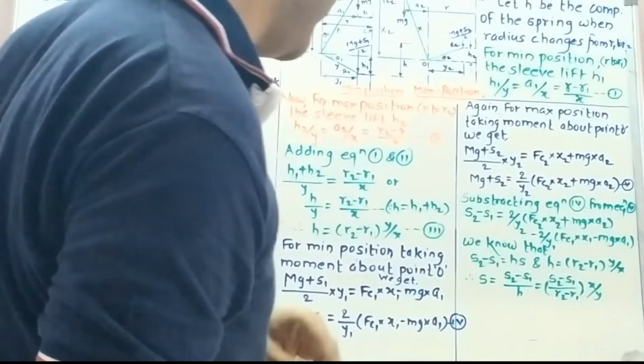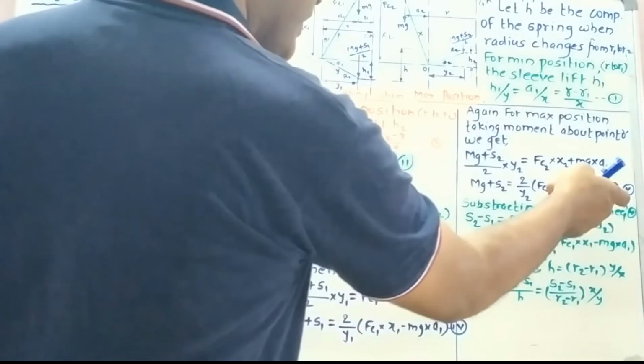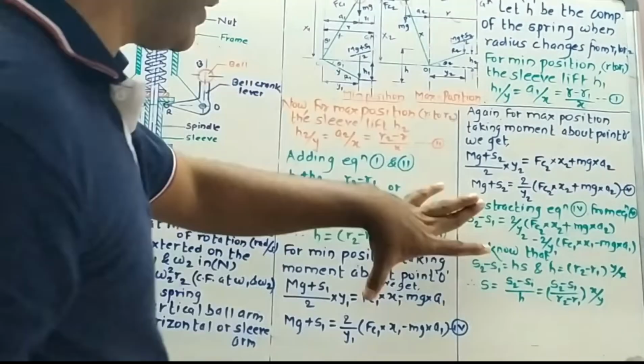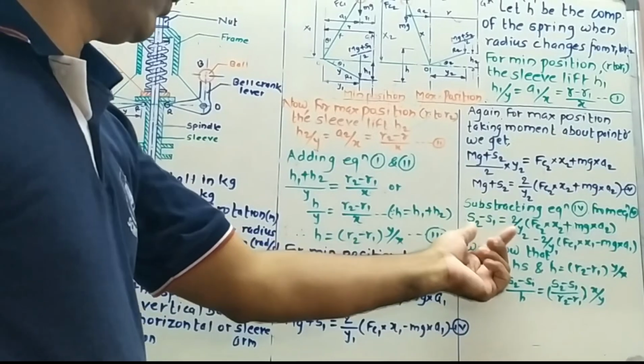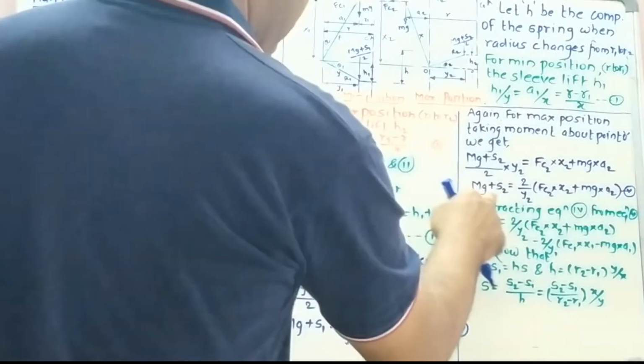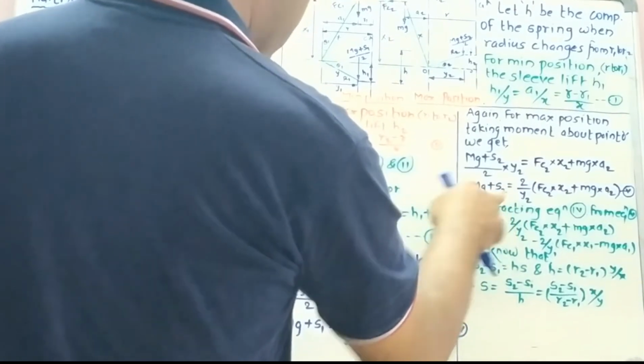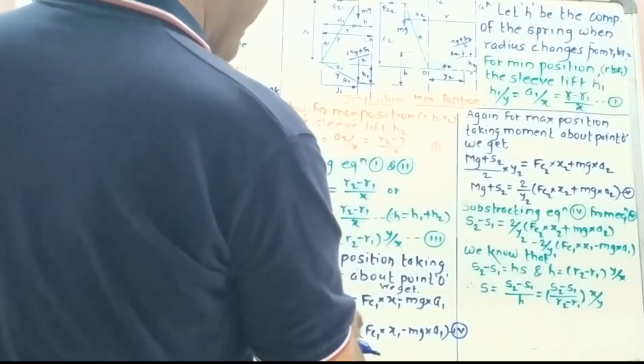Now subtract equation number 4 from equation number 5 so that you can get the difference between the spring forces, that is (mg plus s2) minus (mg plus s1).